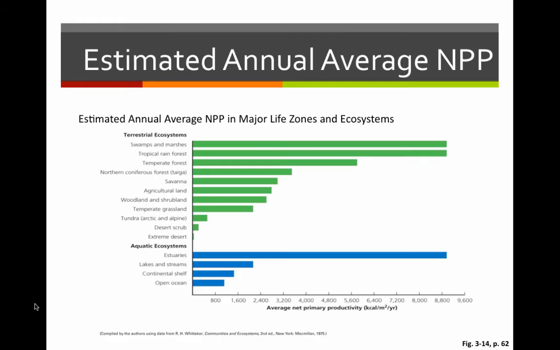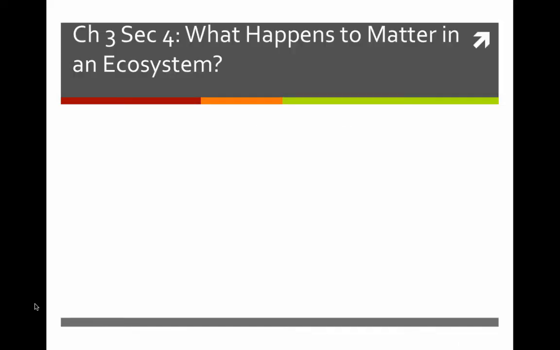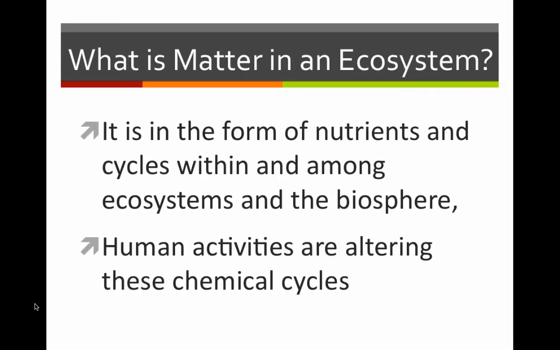And so here's a lovely chart that goes through both terrestrial and aquatic ecosystems. And as you can see, swamps and marshes and tropical rainforests have the highest NPP. No surprise there. They have lots of plants and lots of organic matter, and so their NPP is very high. In the ocean, it's estuaries, because estuaries, again, have a large amount of plankton and phytoplankton, and also a large amount of plants.